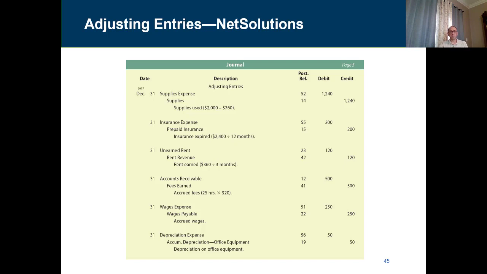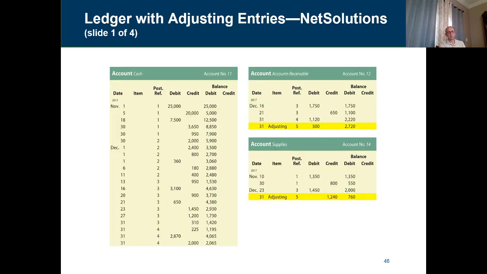Once we're done with adjusting entries, we just make sure that we record that in the journal. So these adjusting entries are recorded in the journal. And you can see here we have the adjusting entry for the supplies. This is the adjusting entry for the insurance, for the rent revenue, for the fees earned, where we have to record the accounts receivable, for the wages payable, or the accrued wages, which are the employees who work for us, and then finally for depreciation. So this is everything that we've done. And then once we have these recorded in the general journal, we post them to the ledger.